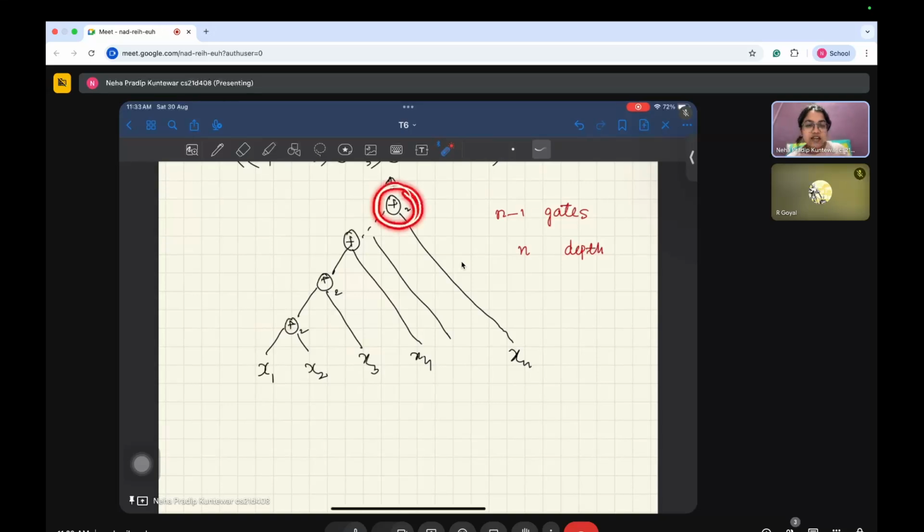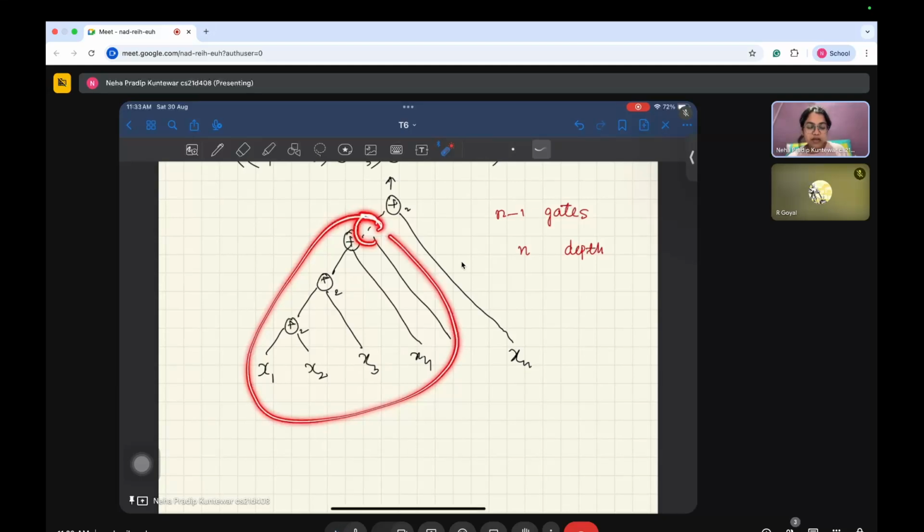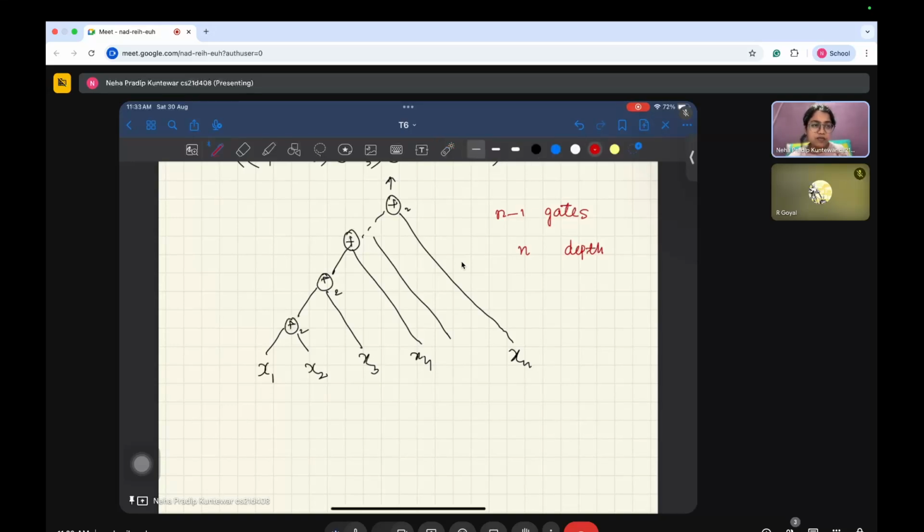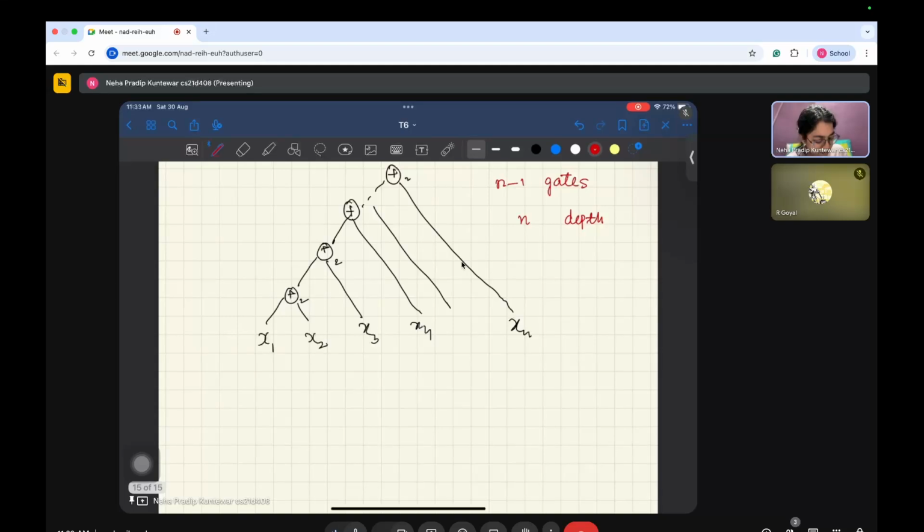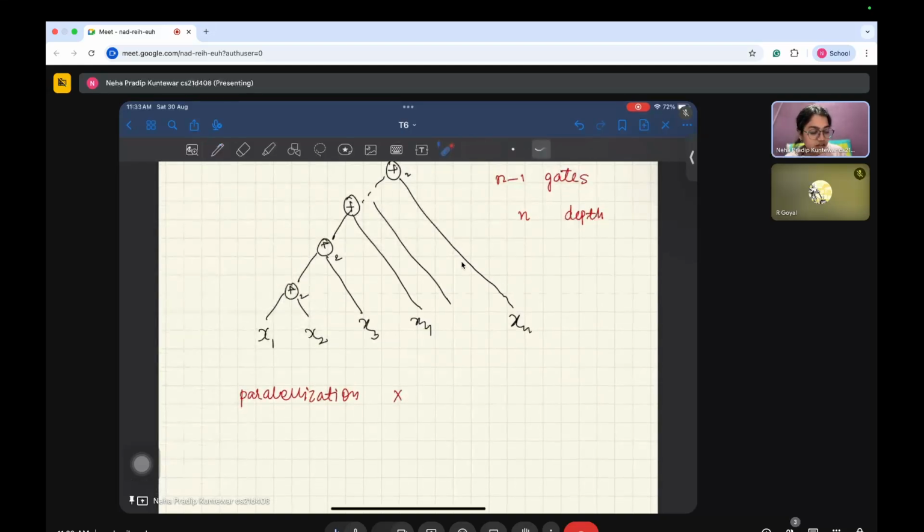So if I look at this, it cannot directly start working because it waits for this computation to happen. So it's a very serial way of computing, where this will start working only once this is finished, this will start working only once this is finished, and so on. So there is a lot of dependence. So if you think of this as parallelization, no, this cannot be a very parallelizable algorithm, and that is intuitively what depth is capturing.